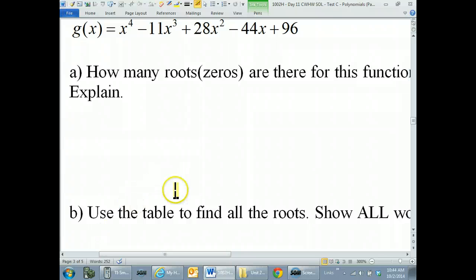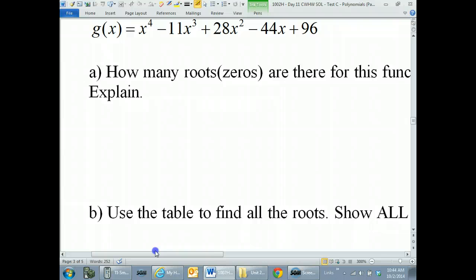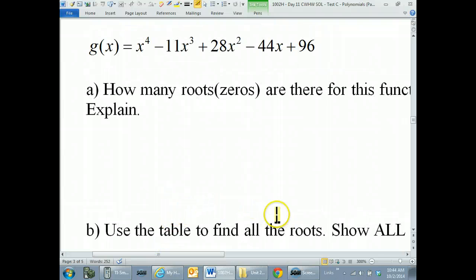Okay, how many zeros are there for this function? What do you think? How many zeros are there for this function, class? All right, show me on your fingers what you think, how many zeros there are. Show me on your fingers real quick. Hold on, let me pause this.